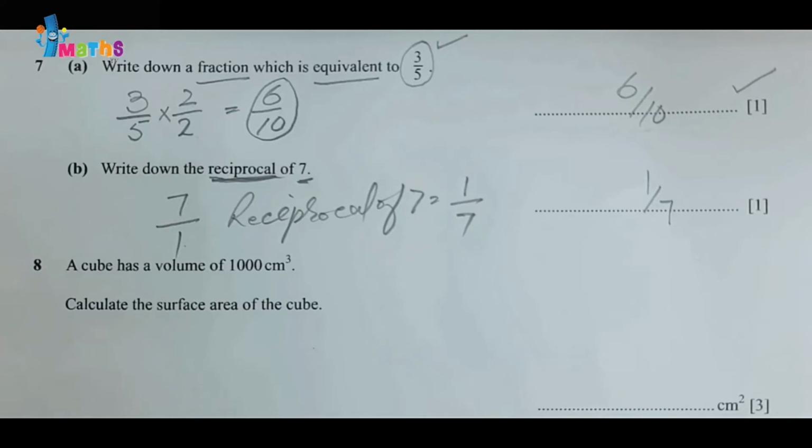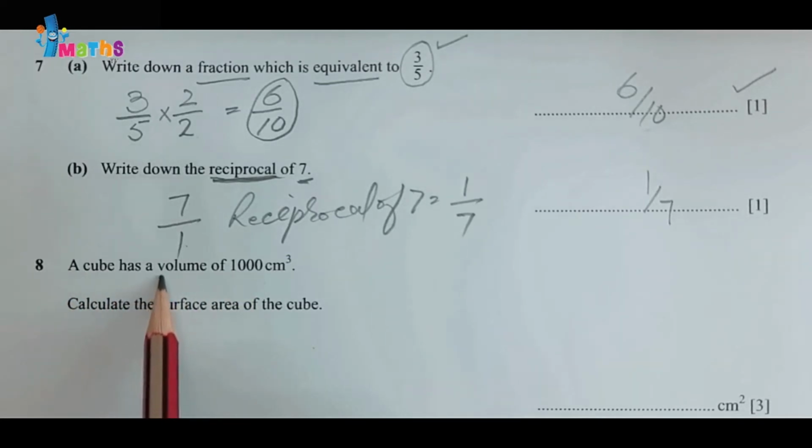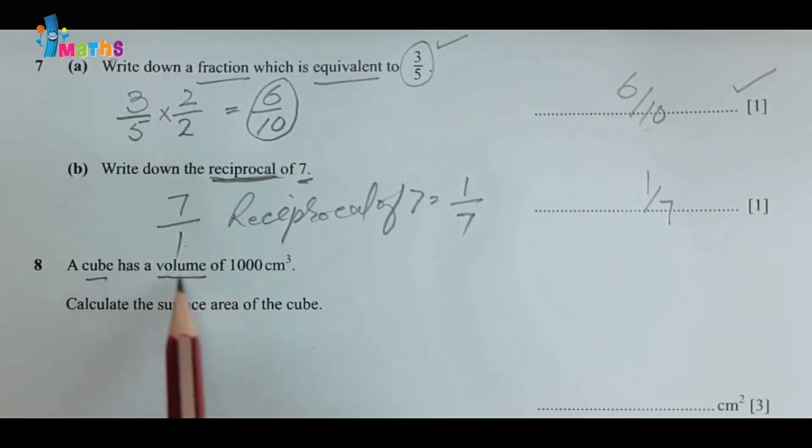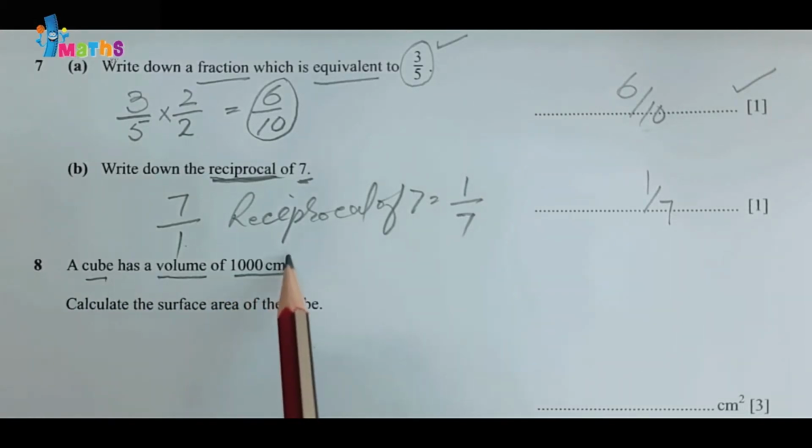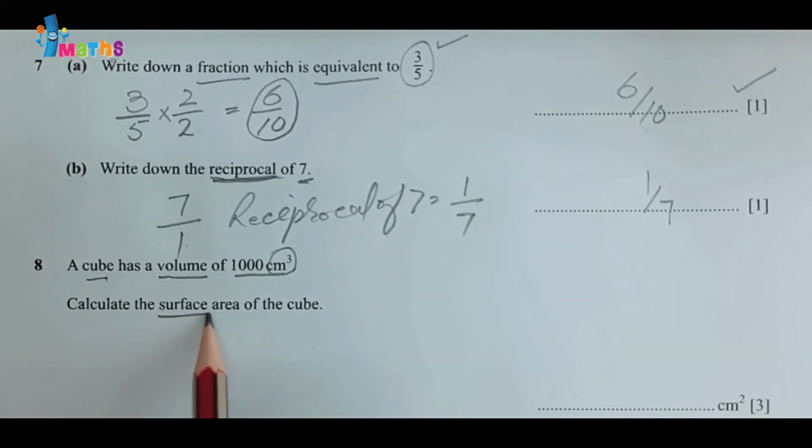Now for the next question, which is question number 8. Question number 8 says a cube has a volume of 1000 centimeter cube. Calculate the surface area of the cube.